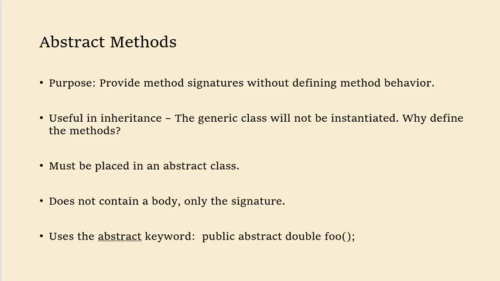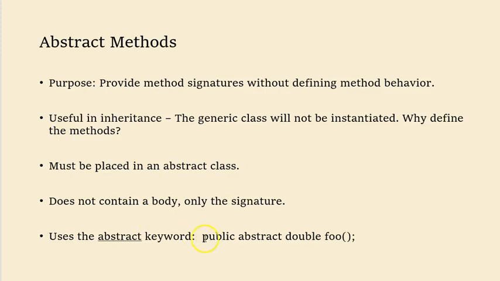So generally, you're not even going to instantiate that generic class. There's no value in fully defining it. If you have an abstract method, the class itself must be tagged as abstract. Now, how do you know if you have an abstract method? You actually use the abstract keyword in the signature.